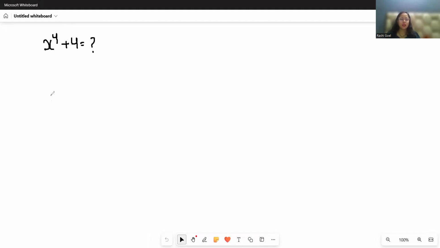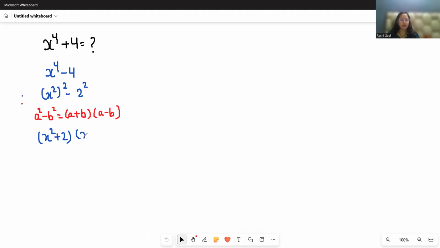So first I am taking x power 4 minus 4. We can write x power 4 as (x square) whole square, and 4 as 2 square. Here I am going to use the identity a square minus b square equals (a plus b) times (a minus b). So let's put the values. It becomes (x square plus 2) times (x square minus 2).